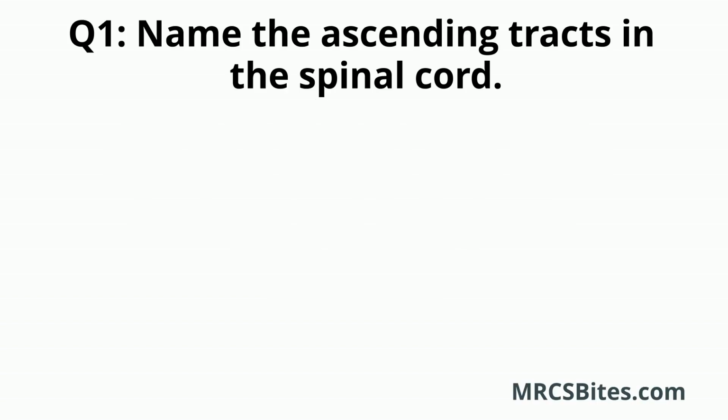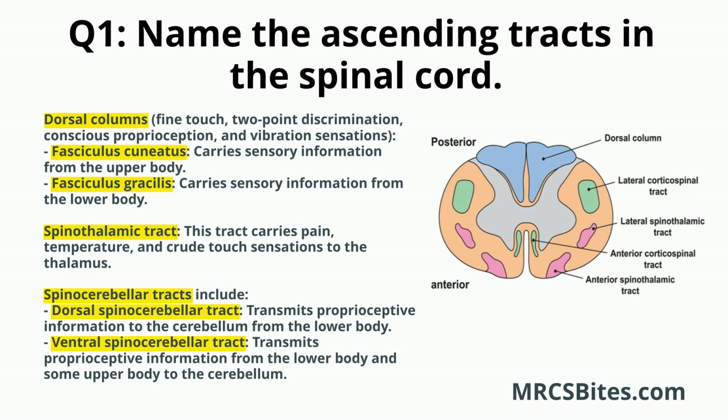Question 1. Name the ascending tracts in the spinal cord. The ascending tracts in the spinal cord are responsible for transmitting sensory information from the body to the brain. Here are the major ones. Dorsal columns carry fine touch, two-point discrimination, conscious proprioception, and vibration sensations. They include fasciculus cuneatus, which carries sensory information from the upper body, and fasciculus gracilis, which carries sensory information from the lower body.